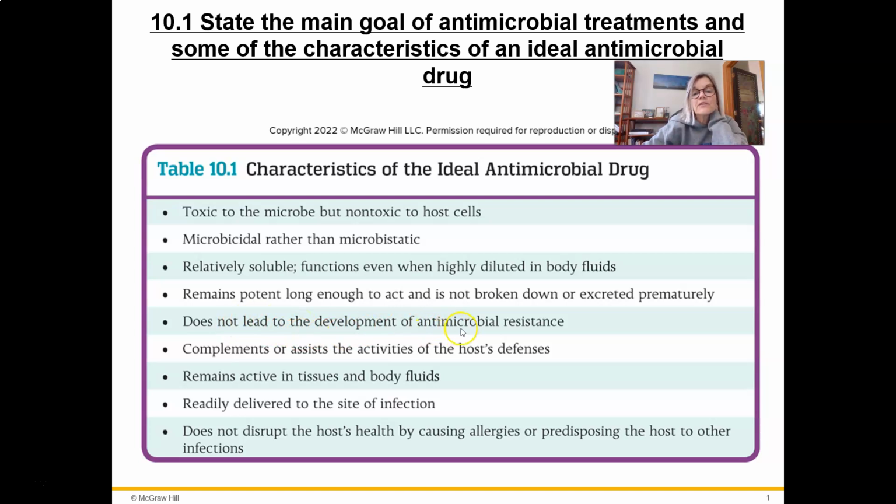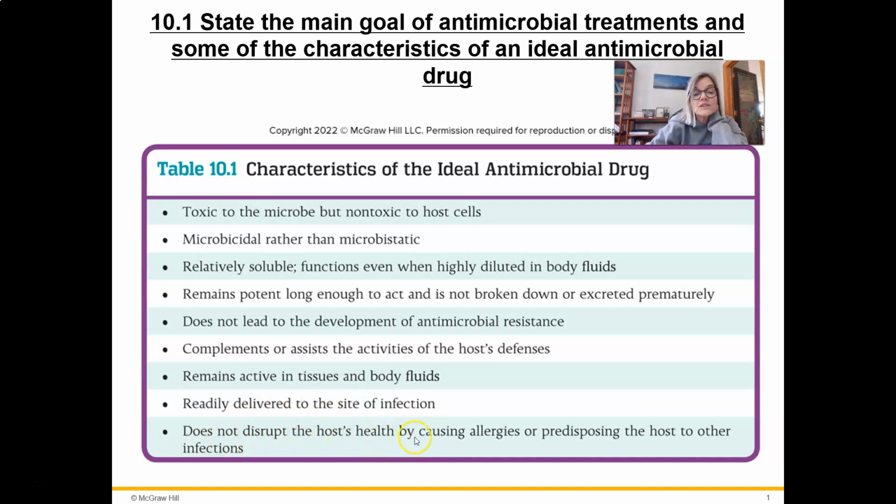Does not lead to the development of antimicrobial resistance. We're going to be talking a lot about that in this lecture, and you're going to find that this is a very difficult standard to try to achieve consistently. Complements the activities of the host's defenses. Can be delivered to the site of infection, and that can be tricky because if you have an infection in the brain, it's hard to get drugs up there. So sometimes finding the right antimicrobial drug to treat an infection in the brain can be incredibly challenging.